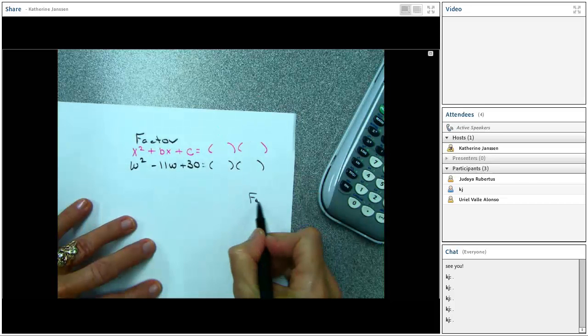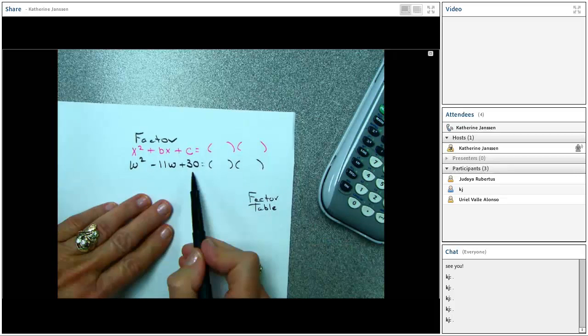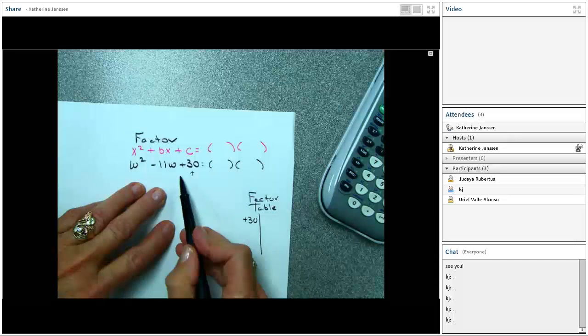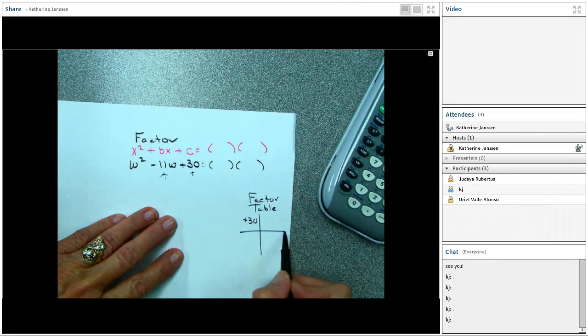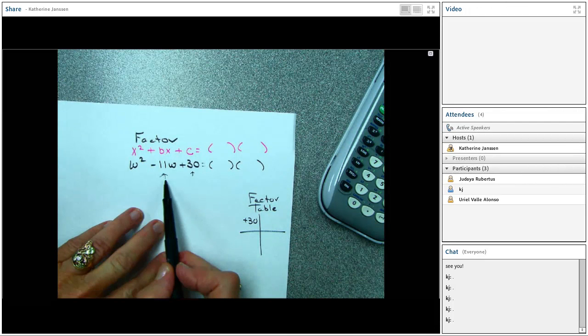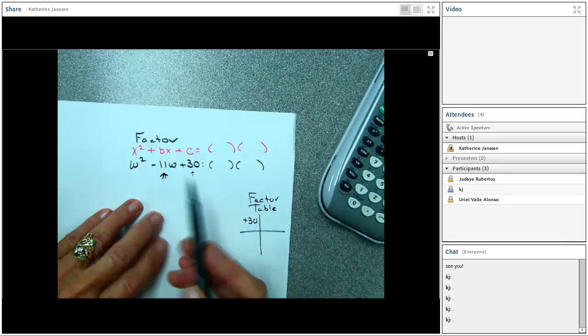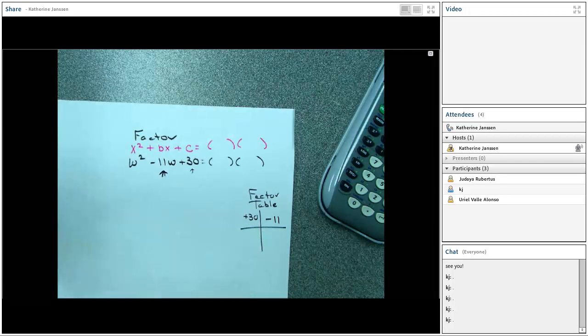Let's build our factor table. We're looking for factor pairs of the constant, which is positive 30, whose factor pairs sum to the coefficient on the middle term. And the coefficient on the middle term is negative 11. Make sure you catch that. You may have to change subtraction to addition and add the opposite so you capture the sign of the term.